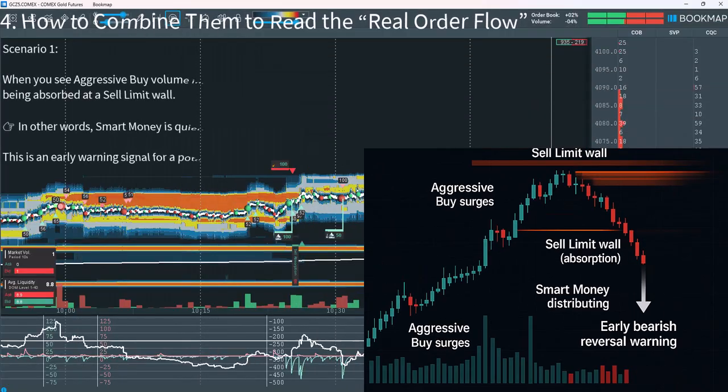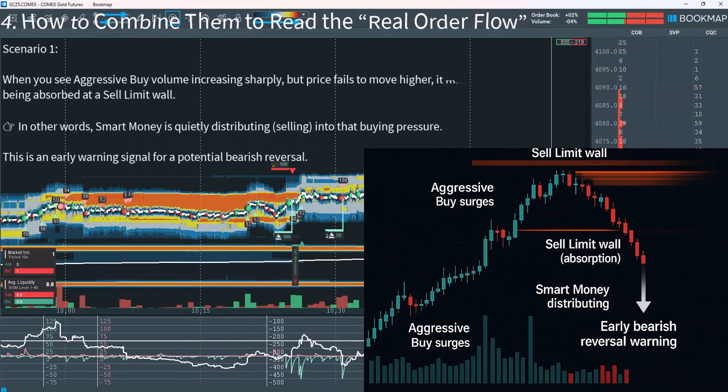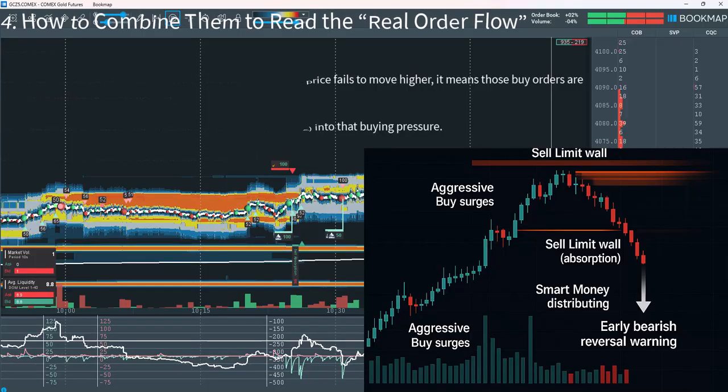Scenario 1. When you see aggressive buy volume increasing sharply, but price fails to move higher, it means those buy orders are being absorbed at a sell limit wall. In other words, smart money is quietly distributing into that buying pressure. This is an early warning signal for a potential bearish reversal.